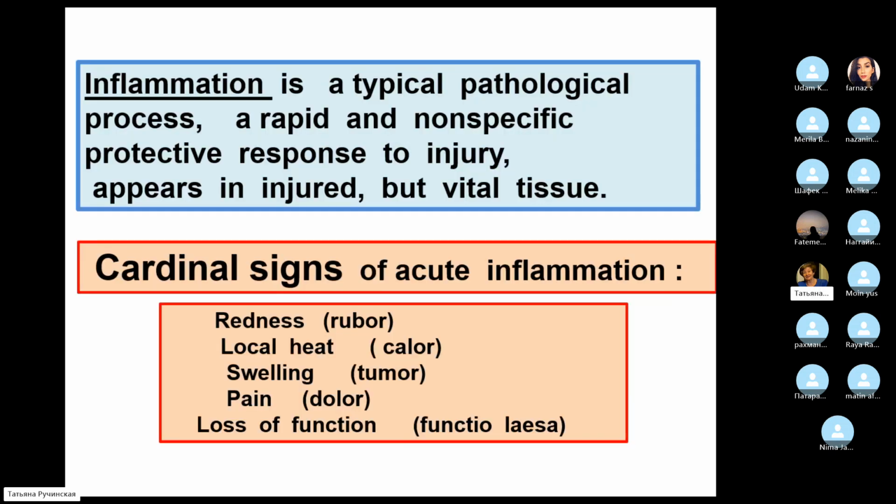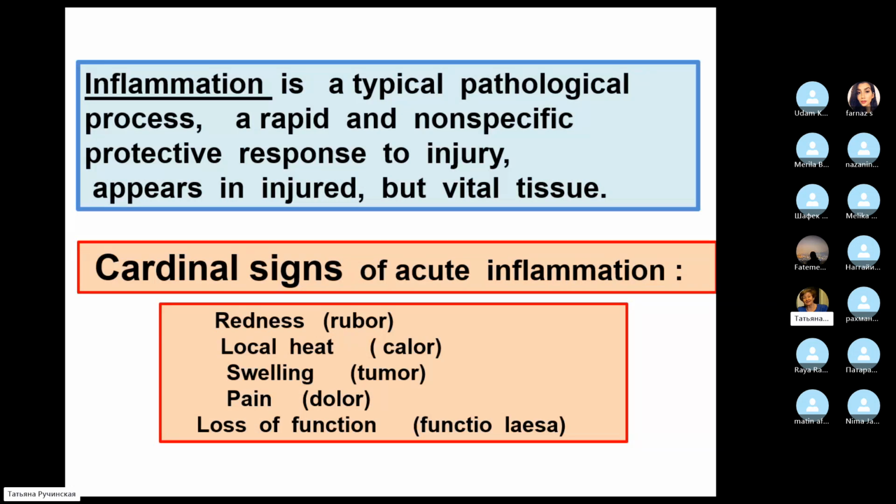At first, definition. What does it mean, inflammation? It is a typical pathological process, a non-specific response to injury in the cells or tissue injured but staying alive. You must understand this. If there are dead cells, there will be absence of inflammation. You will find only the features of necrosis. Clear?